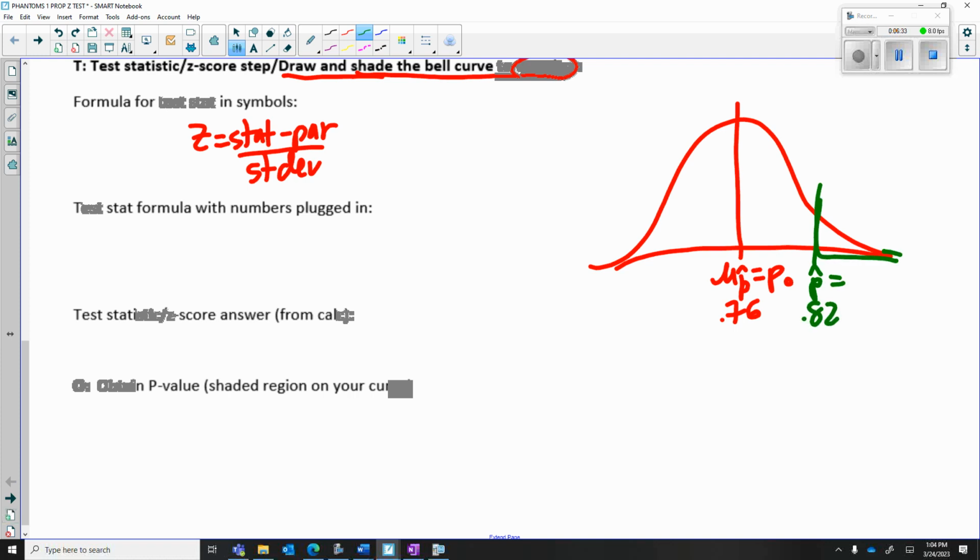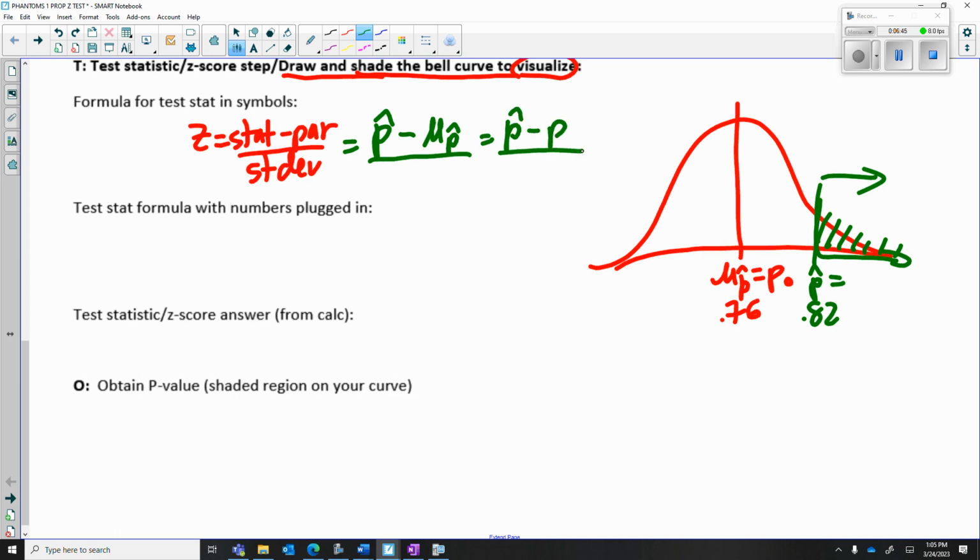and we're going to shade in the direction of the alternative, which is the greater than sign, so it's to the right. And then we're going to do our statistic p hat minus our parameter mu sub p hat, which equals p, by the way, over the standard deviation or standard error of the statistic. Okay, so that's square root of p from the null, 1 minus p over n.